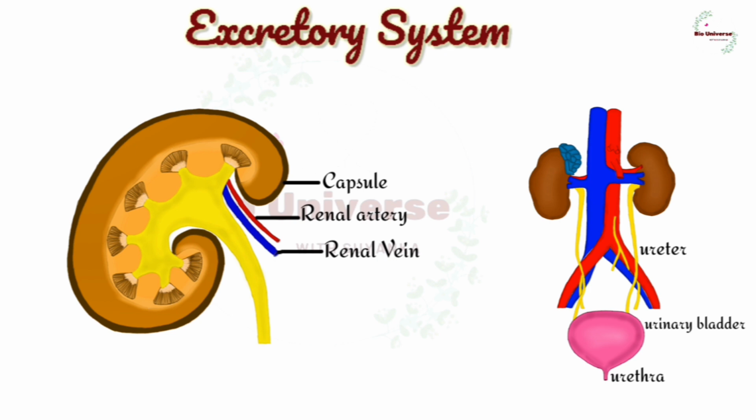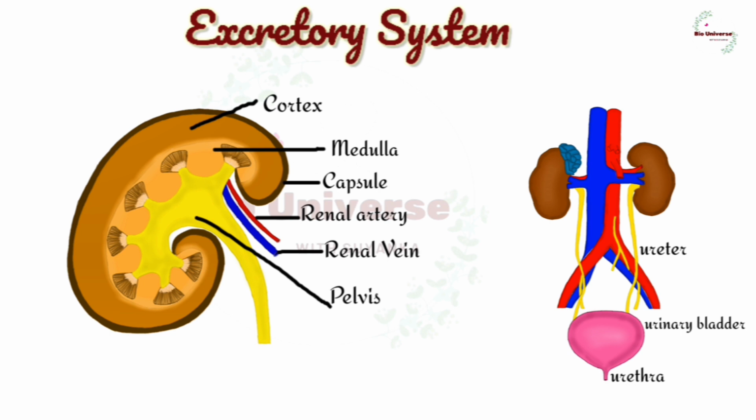Two distinct regions can be seen in the section of a kidney: an outer dark granular cortex and an inner lighter medulla. The hollow space from where the ureter leaves the kidney is called the pelvis. Each kidney is made up of numerous, about 1 million, coiled excretory tubules known as nephrons and collecting ducts associated with tiny blood vessels.